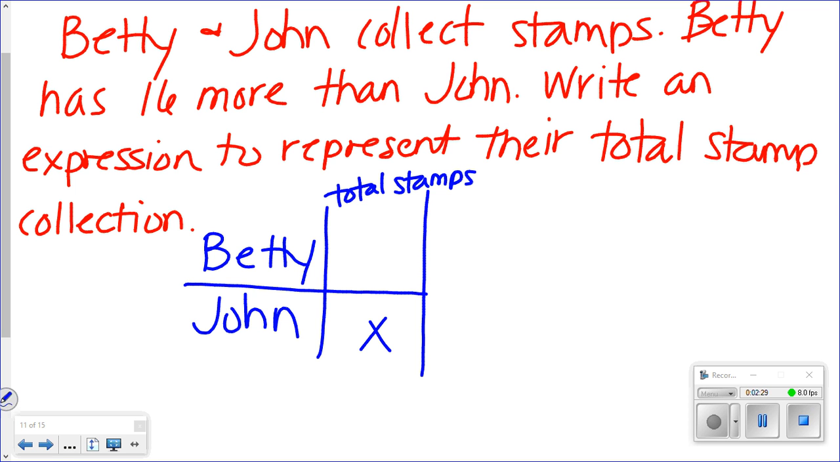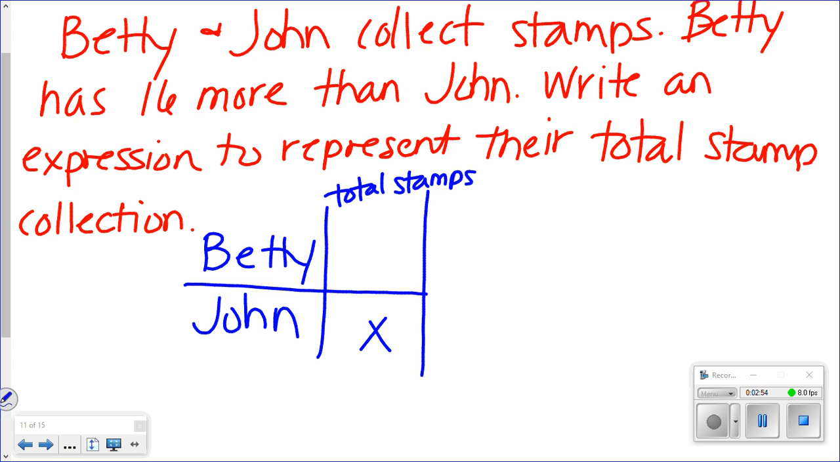Now the hardest part to do is Betty. What do we know about Betty? She has how many more? 16 more. So what is this going to look like in here? What do you think? Plus 16? Okay, you're missing something. What are we missing there, Bella? You're close. Okay, you think X plus 16? Yeah, it's going to be X plus 16.